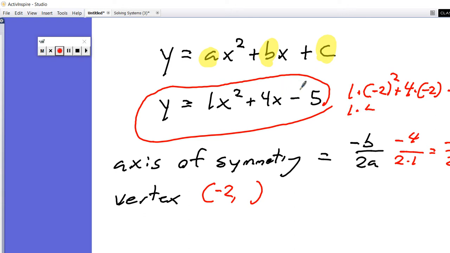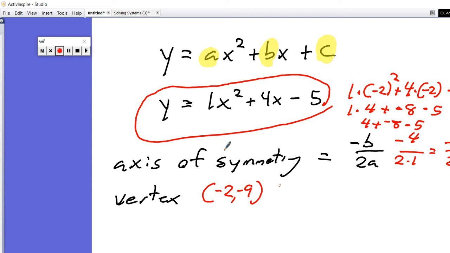If you're not using a calculator, and we'll go through the steps, we would do -2 quantity squared, so 1 times 4 plus, and I can go ahead and multiply this, 4 times -2 is -8, minus 5. 1 times 4 is just 4, so I have 4 plus -8 minus 5. Okay, so 4 plus -8 is -4, -4 minus 5 is -9. So the y value of the vertex is -9.